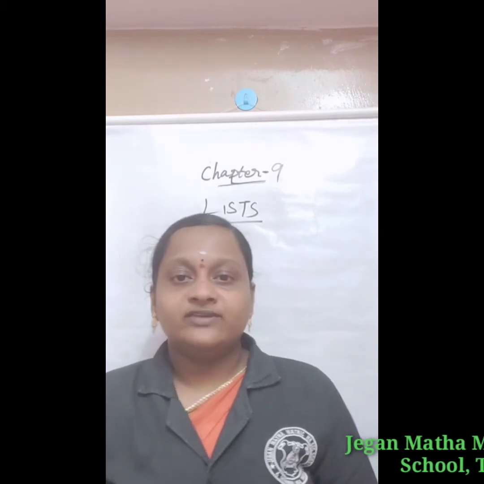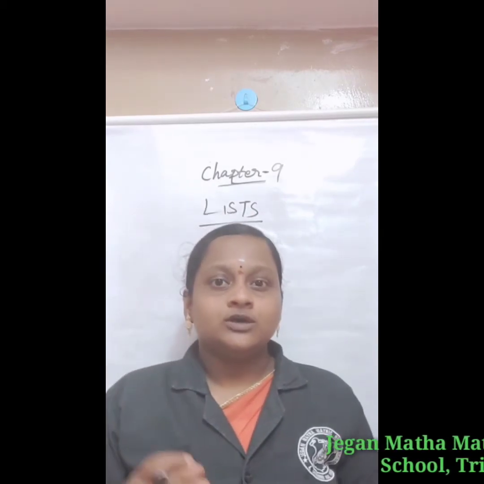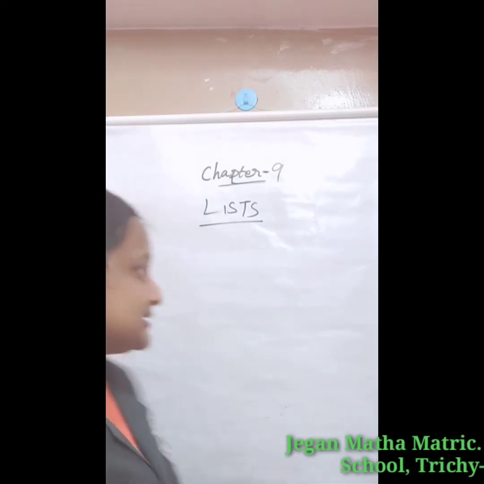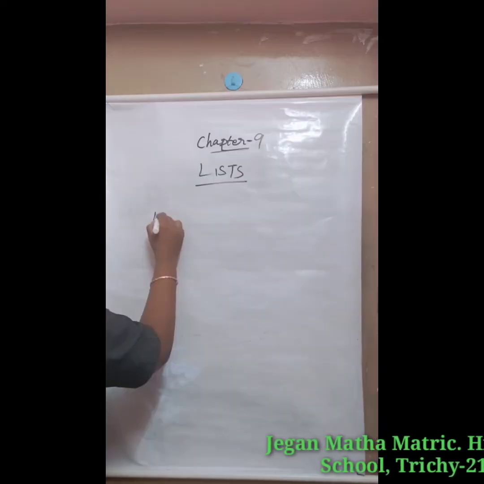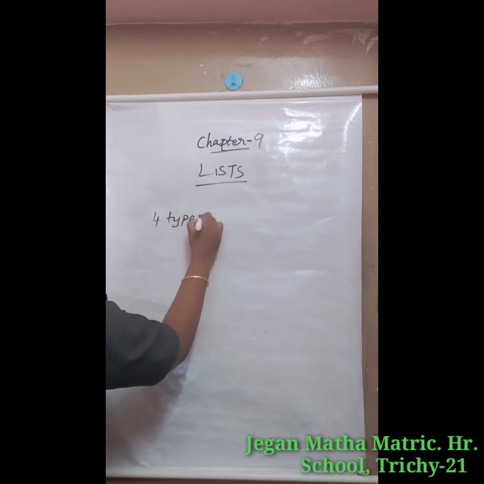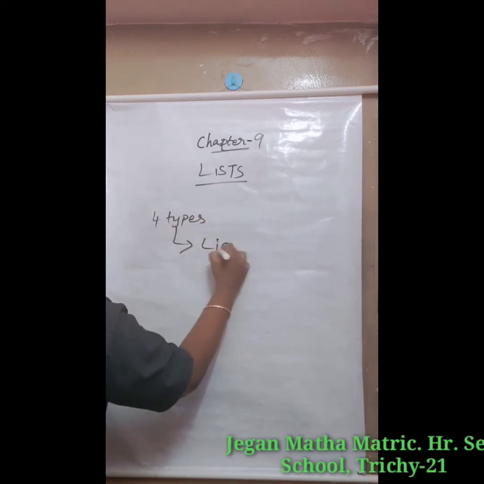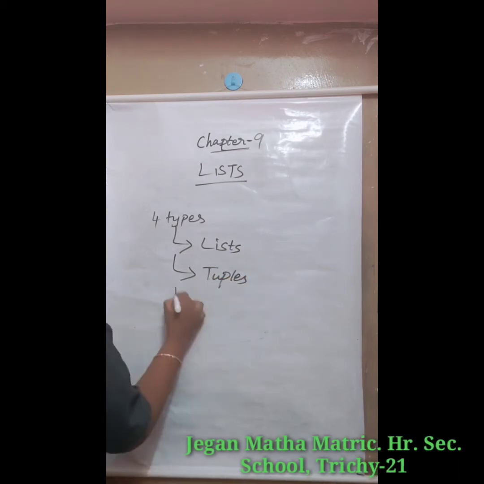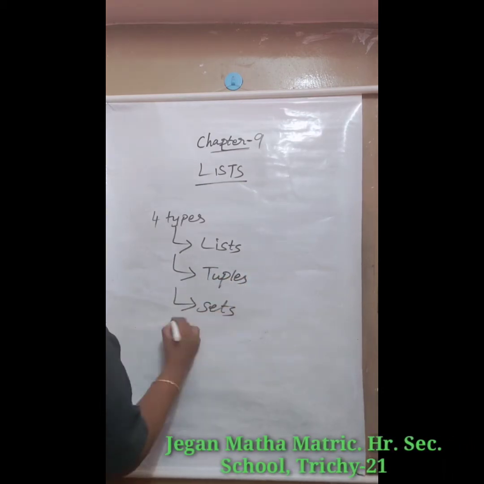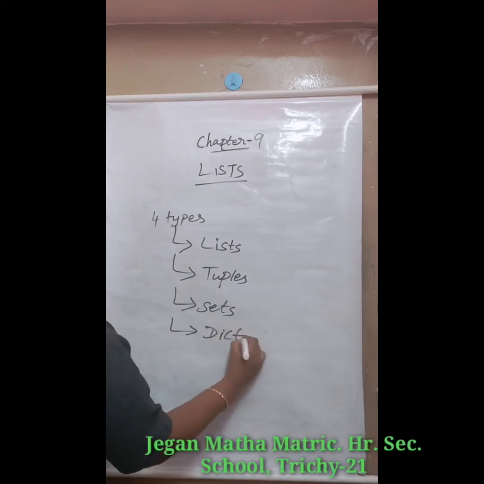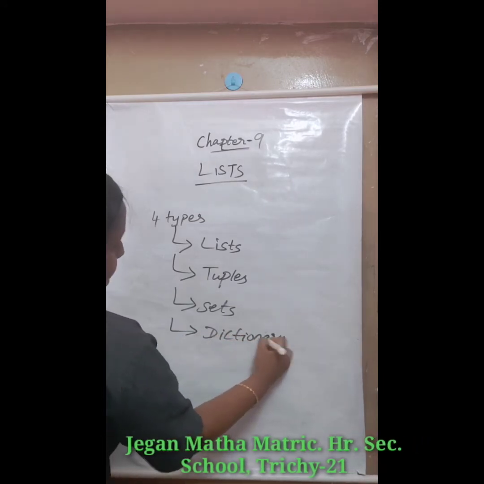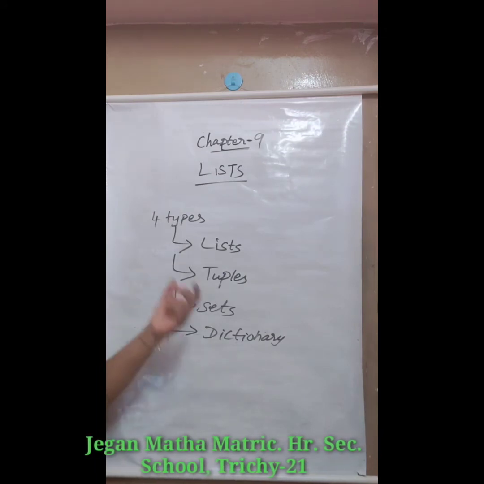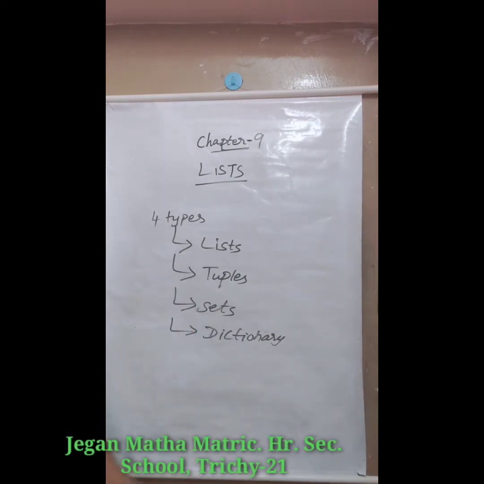Now before we start a list, you should know some basic information. That is, Python has four data types, that is list, tuples, sets and dictionary. So Python has four collection data types: list, tuples, sets and dictionary.